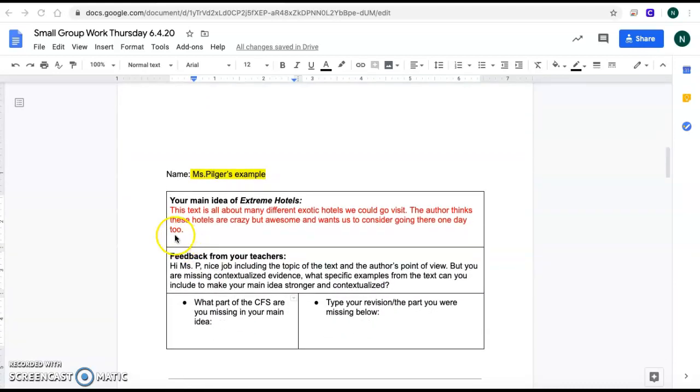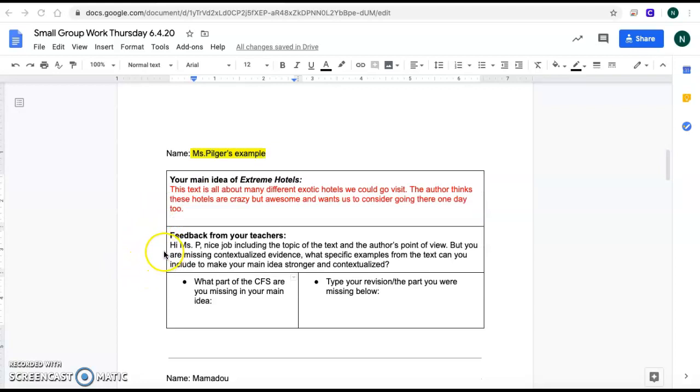So this is me, my main idea. I said, in the red, this text is all about many different exotic hotels we could go visit. The author thinks these hotels are crazy but awesome and wants us to consider going there one day too. So that's the main idea I wrote on Monday, and some feedback I got from my teacher. Hi, Miss B. Nice job including the topic of the text and the author's point of view. But you are missing contextualized evidence. What specific examples from the text can you include to make your main idea stronger and contextualized?